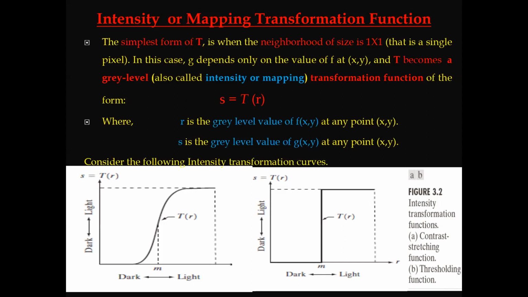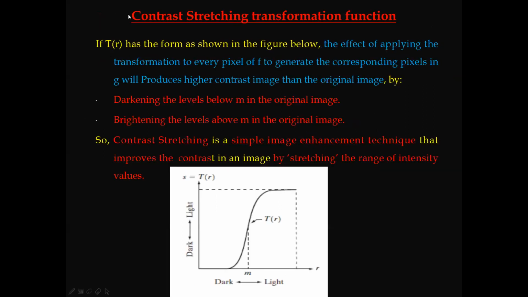So let us try to understand what is this contrast stretching transformation curve and what is this thresholding function. In this contrast stretching transformation function, if T of R has the form as shown below, the effect of applying the transformation to every pixel of F to generate the corresponding pixel in the G will produce a higher contrast image than the original image. So that means whenever we apply this contrast stretching transformation on an image, what will happen? To darken the levels which are below m of an original image.